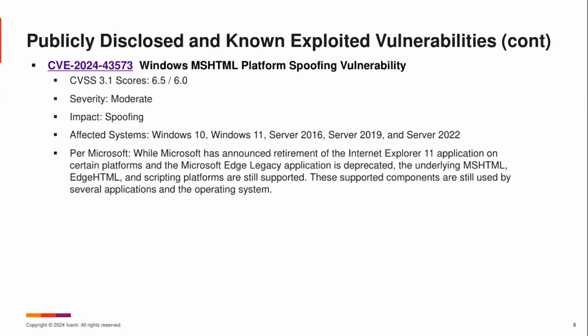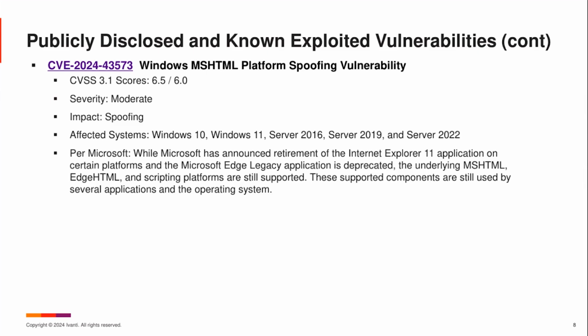The second vulnerability that is being targeted is the Windows MS-HTML platform spoofing vulnerability. The severity on this one was only moderate. Many of you who have been following us for a while have heard me talk about this many times. We can't always take the vendor severity and the CVSS score at face value. That's a starting point. It's a static algorithm. It tries to assess things and give you a general idea of the risk there.